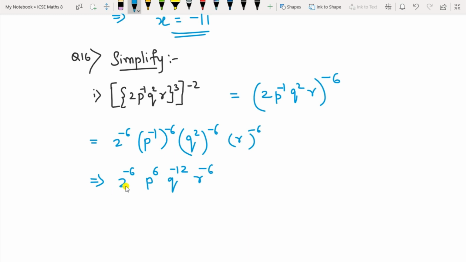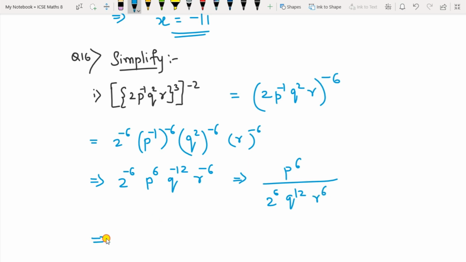Now the one which is having negative power, you have to write its inverse, and the one which is positive will remain in the numerator. So p raised to 6 upon 2 raised to 6, q raised to 12 and r raised to 6.